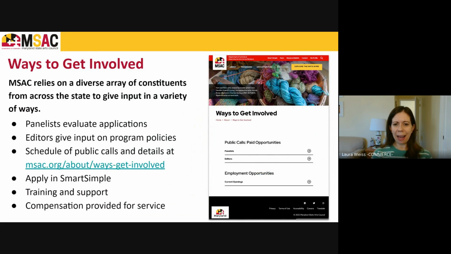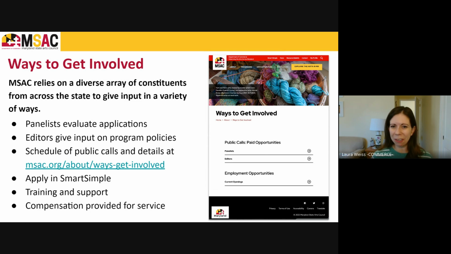And lastly here, we have just some information about ways to get involved with the Maryland State Arts Council. You can go to our website, the Ways to Get Involved page. This is where we have our different public calls that are currently out there. We're always looking to work with different individuals to serve on our panels and other programs to evaluate applications and work with us on different programs. Right now, we actually have our call for panelists for the GFO program. So if you are interested in evaluating applications, in working in that capacity as a panelist, we absolutely encourage you to do so. And yes, you can be a panelist and also have your organization go through an on-year review.